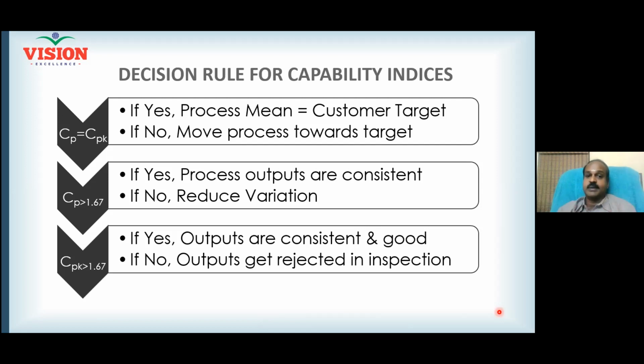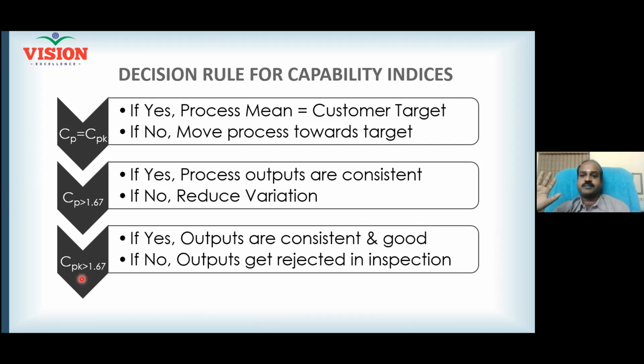But my recommendation is look at both. What is required is CPK should be more than 1.67. See here, CPK should be more than 1.67. If CPK is more than 1.67, there are two things that are guaranteed. One is your outputs are consistent. You know the meaning of consistency, right? Another thing that is guaranteed is your outputs are also good. That means the customer will accept all your products. You boldly send your lot to the customer's place. Whatever way he checks, he has to accept all your product. So that is the guarantee CPK gives.